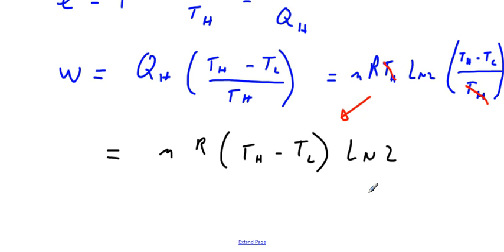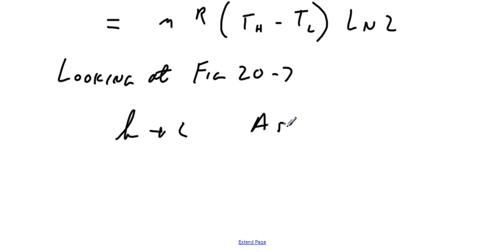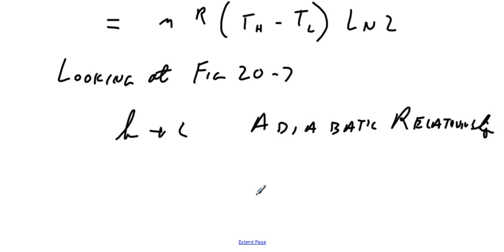Now we're going to look at figure 20-7. I'm looking at figure 20-7, and we see that between points B and C, which is the adiabatic process, the ideal gas law is used to express the temperature ratio in terms of the volumetric ratios.